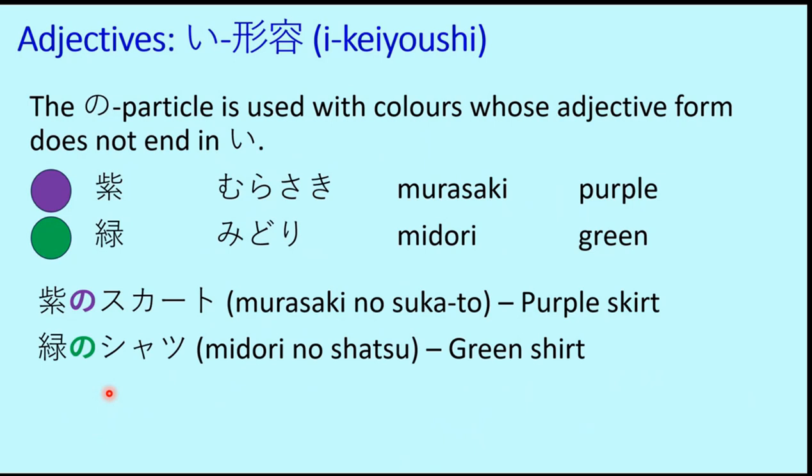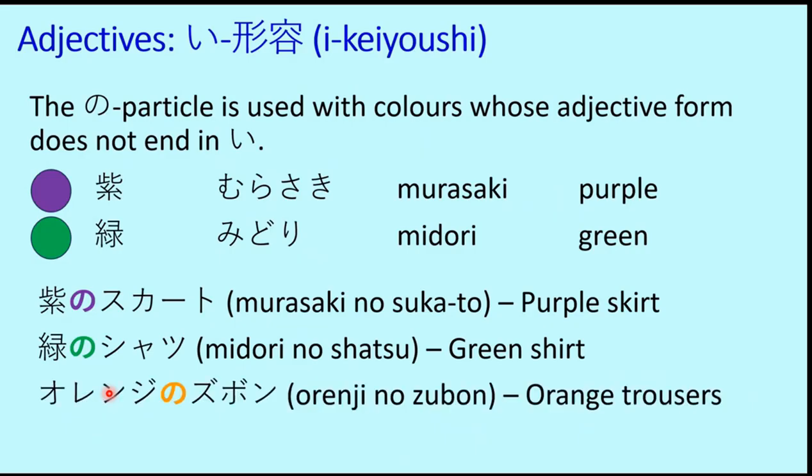Similarly, green shirt, midori no shatsu. The shirt of green color. So midori no shatsu. Orange no zubon. Orange is the orange color and zubon means pants or trousers. So trousers of orange color, orange no zubon, orange trousers. You can see both are written in katakana because both are from foreign words. Orange is orange, and zubon has most likely come from the French word jupon, which means trousers or pants.